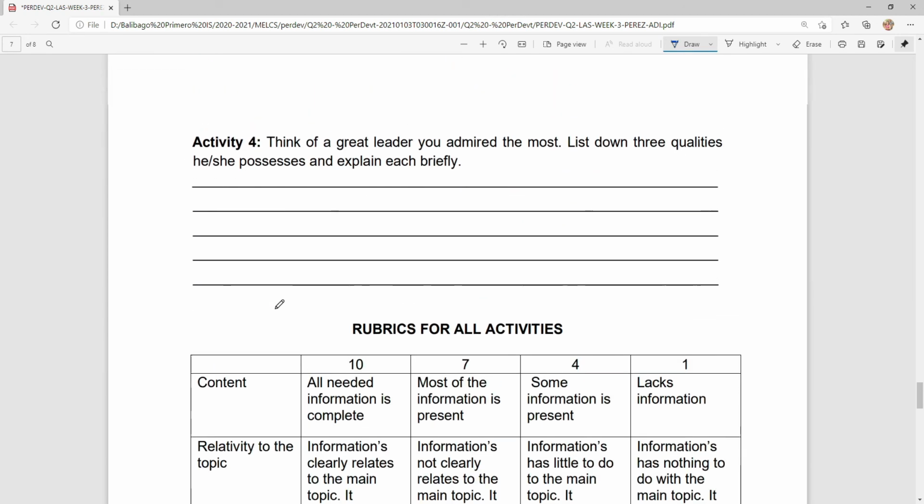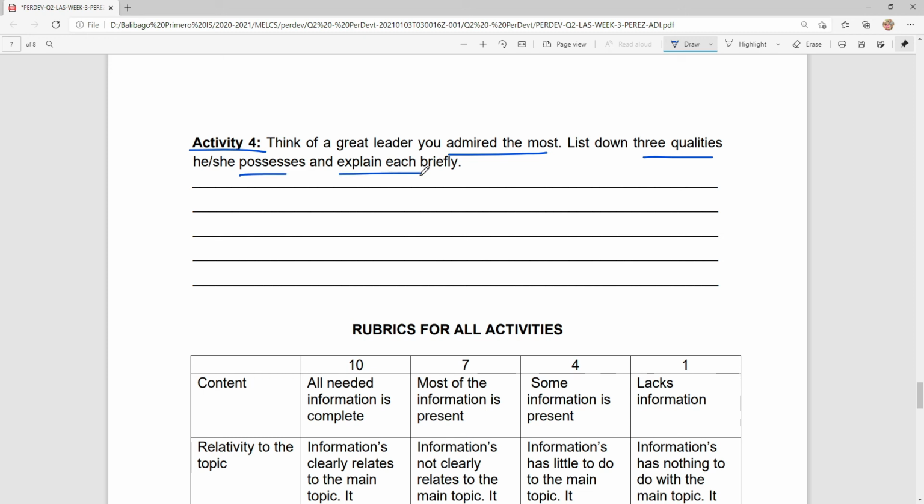Alright. Activity 4. Think of a great leader you admire the most. List down 3 qualities he or she possesses and explain each briefly. You can put the name of any leader you know, the most influential, or your favorite leader, or the one who you always look up to. So you will write 3 qualities that he or she possesses. You can explain it briefly.